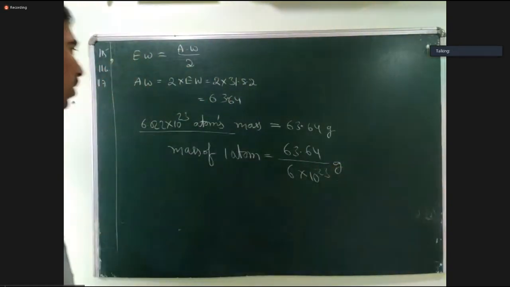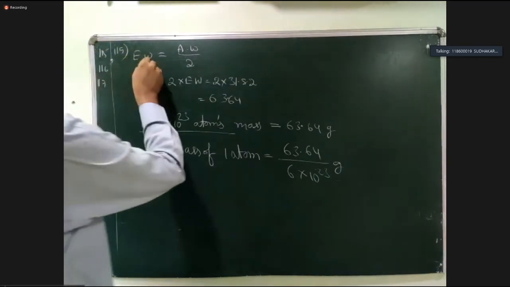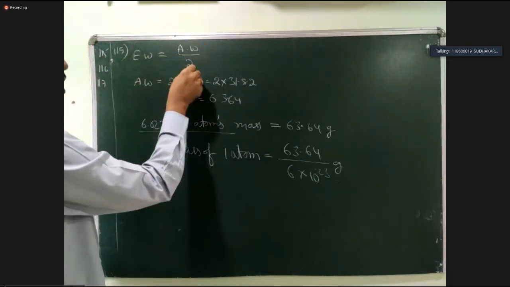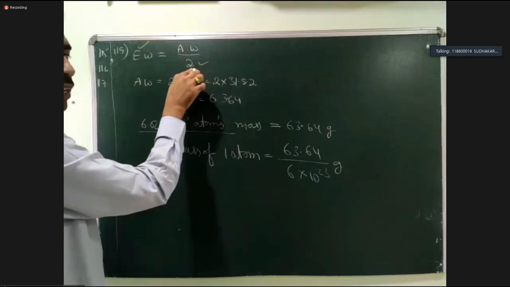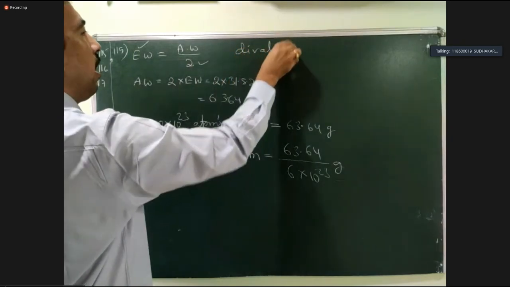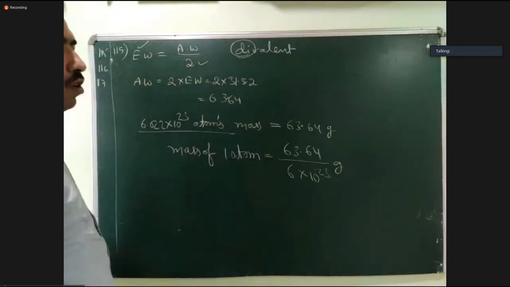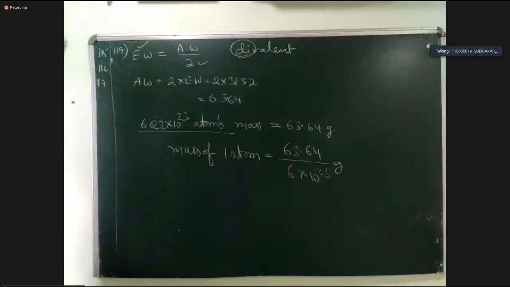That's question number 115. Equivalent weight is equal to atomic weight by valency. Equivalent weight is given, valency is also given. Divalent means valency 2. Di means 2. Divalent means valency 2, and the atomic weight is found like this.